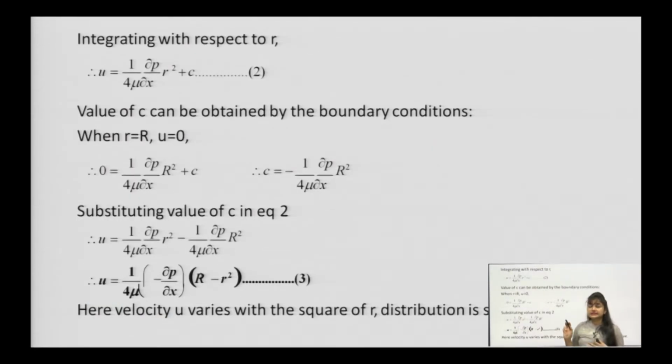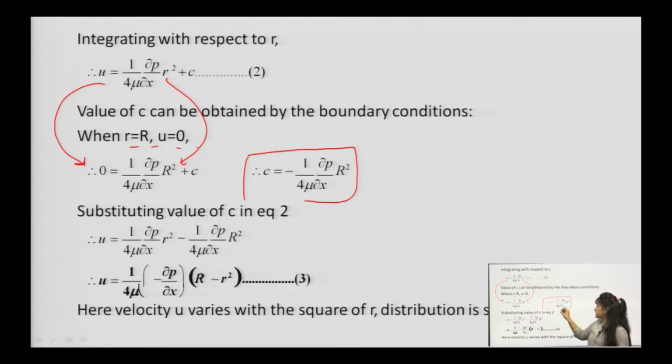So, you can find C with the help of the boundary condition, and for the boundary condition you are going to substitute r as capital R, and u as 0. From this, we have calculated the value of C as this entire term. Repetition of the term makes it a bit confusing, so I would not repeat the term.